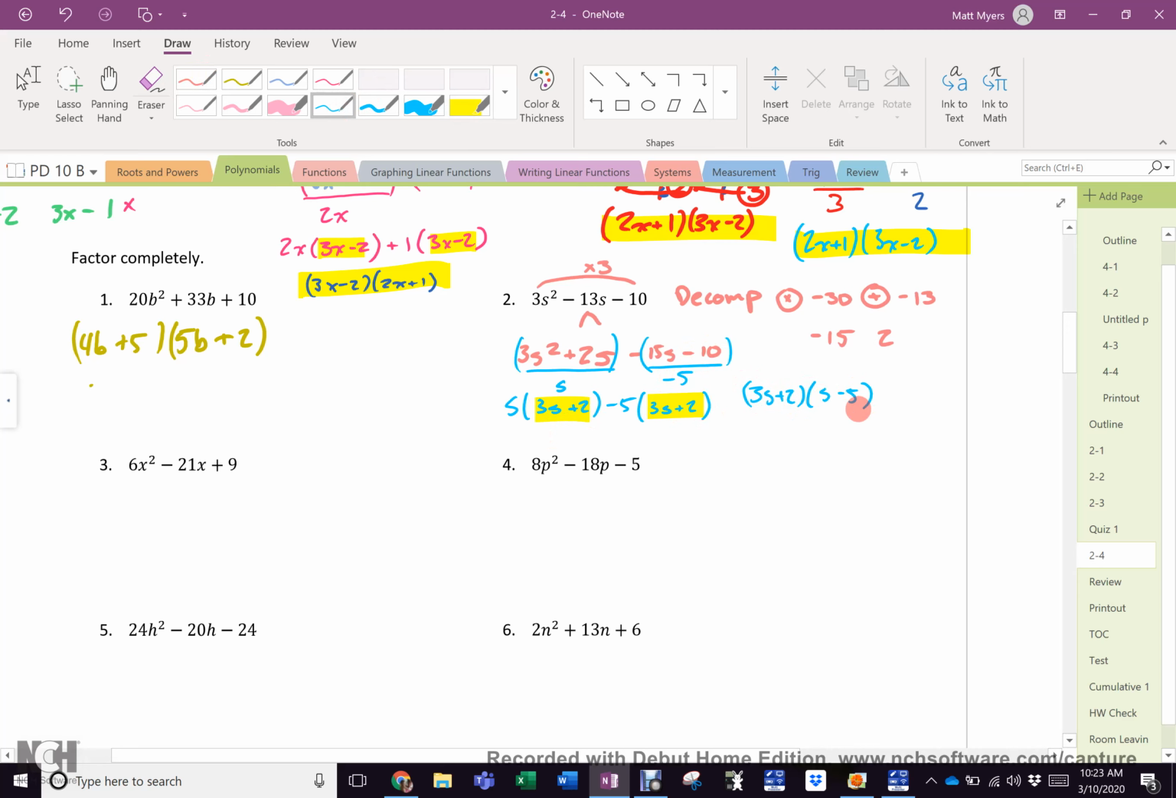Did I do it right? Check. What's 3 times s? 3s squared. What's negative 15 plus 2? Negative 13. What's 2 times negative 5? Negative 10.